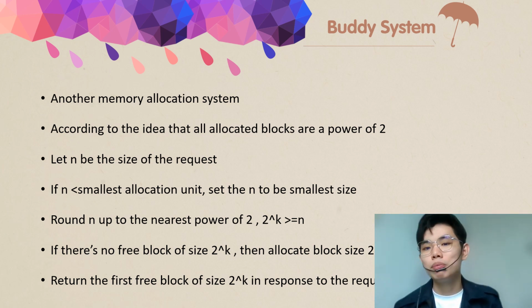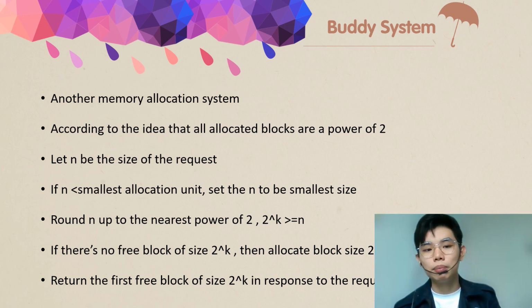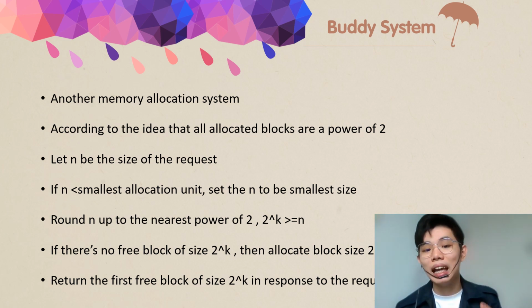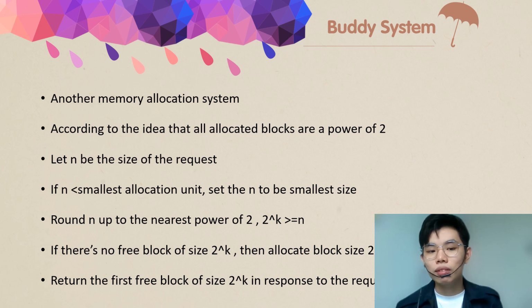I will be just focusing on buddy system today, and the buddy system memory allocation is based on the idea that allocated blocks are all in the power of 2. Let's say if the size of the request is smaller than the smallest allocation unit, it will set the n to be the smaller size.